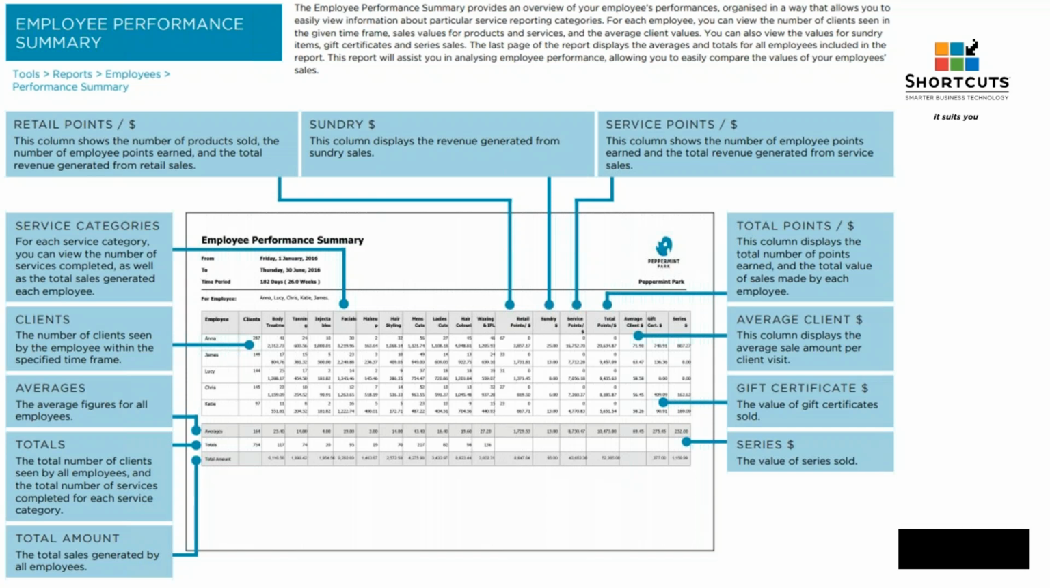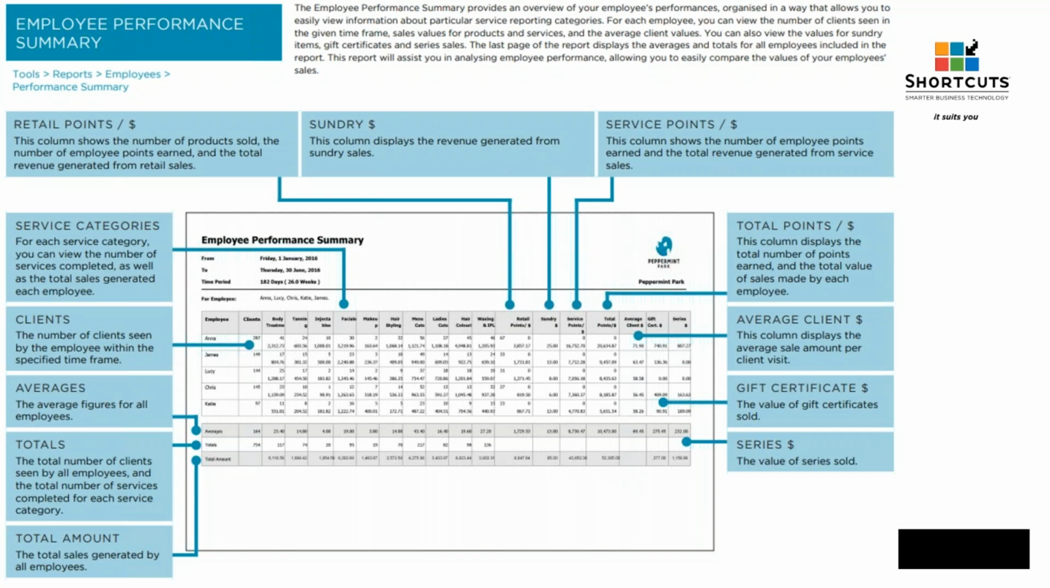So in addition to giving you totals for those 3 categories, Shortcuts will also give you what was the average. So what was the average client amount? What were their client totals for that period of time, whether it was for the past week or the past month? And of course, what was any series redemption, any gift certificate redemptions, totals like that. So if you want to see how the staff is working out, run the employee performance summary. It is located under Tools, Reports, Employees, and it's called the Performance Summary.